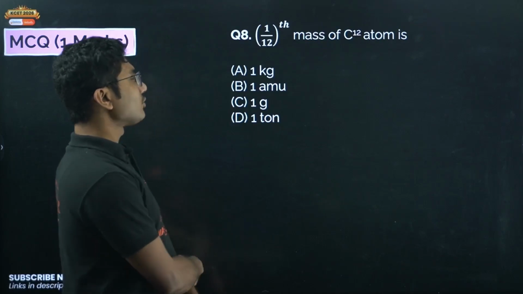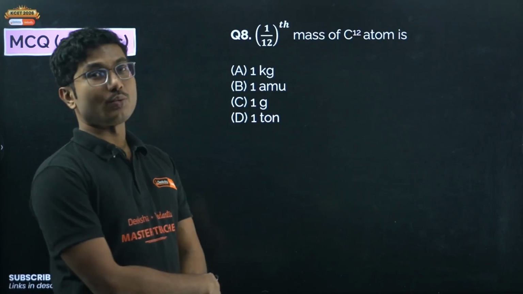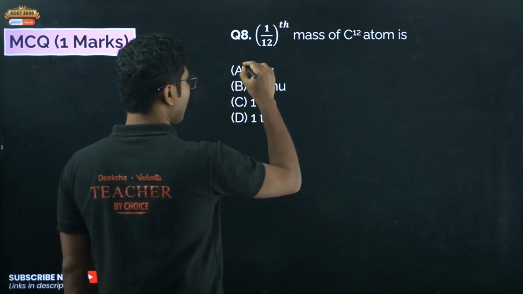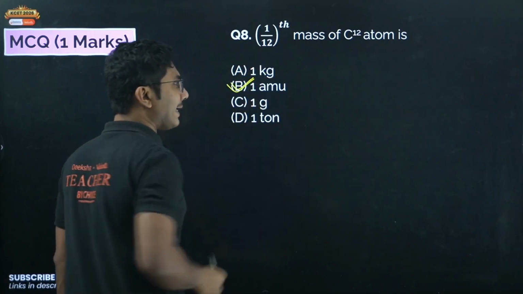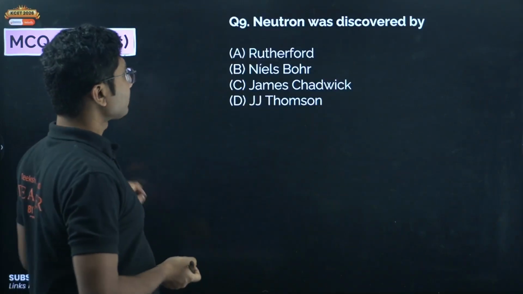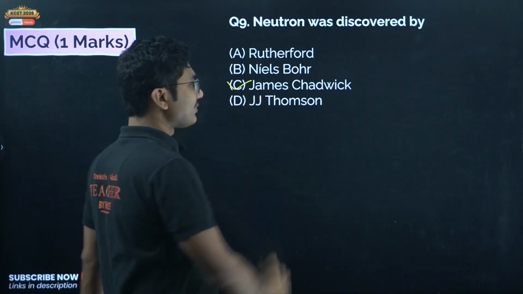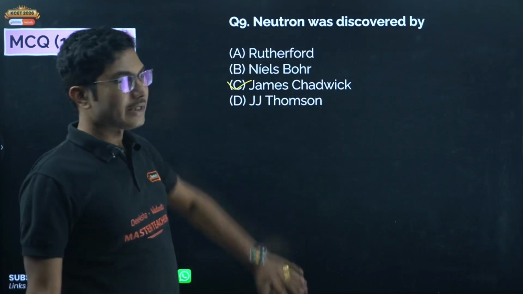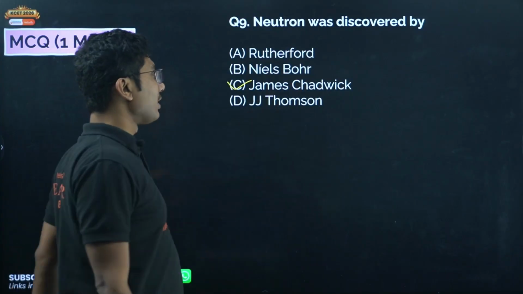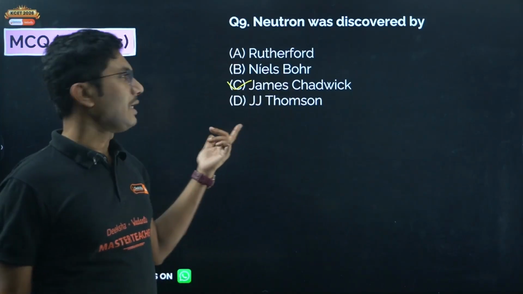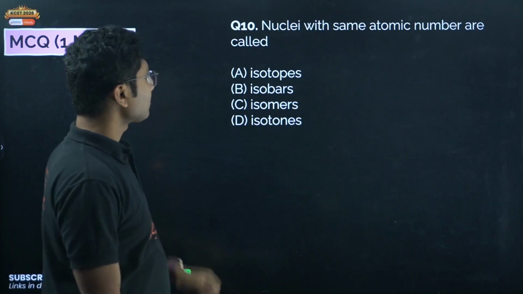1/12th mass of carbon 12 atom is 1 atomic mass unit, or 1 U or 1 AMU. Neutron was discovered by, okay, same question, James Chadwick, repeated question, but they have changed the order. So neutron was discovered by James Chadwick.